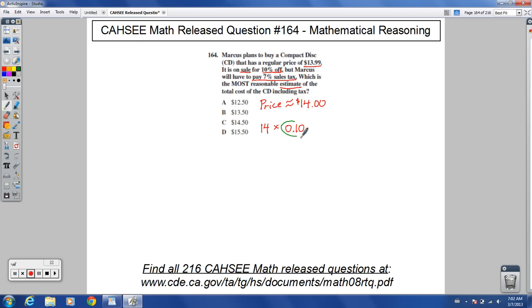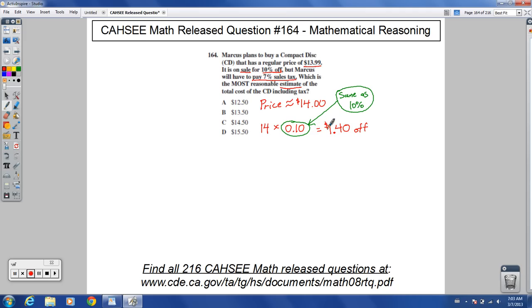So this right here, if you move the decimal place 2 spots to the left, you have a decimal from a percent. So this is the same as 10%. So if I multiply anything by 10%, I'm just going to be moving the decimal over 1 spot here. 14 times 10%, 14 times 0.1 is the same as 1.4. So it's $1.40 off, in other words.